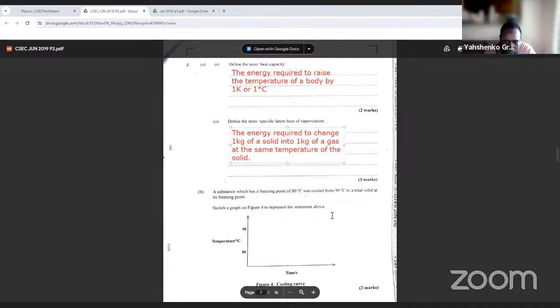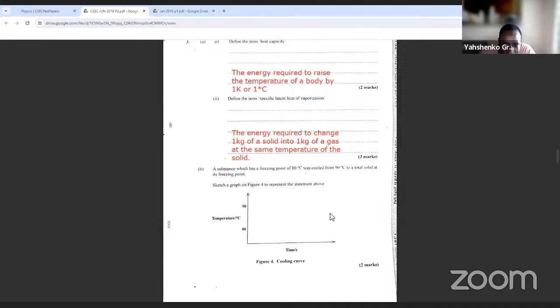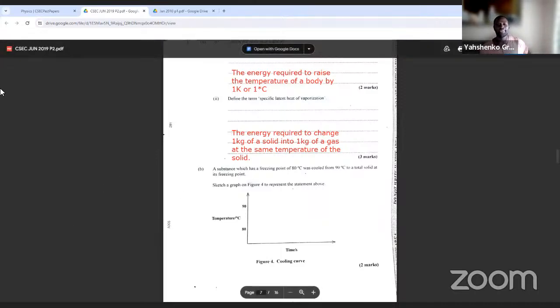All right, that being said, let's take a look at this next question. It says, a substance which has a freezing point of 80 degrees Celsius was cooled from 90 degrees Celsius to a total solid at its freezing point. Sketch a graph on the figure to represent this. All right, so let's go sketching now.